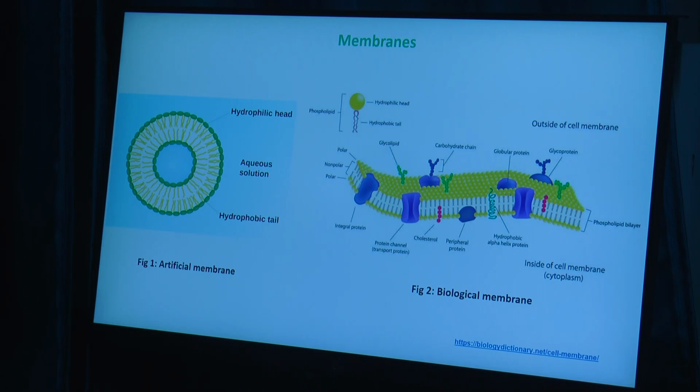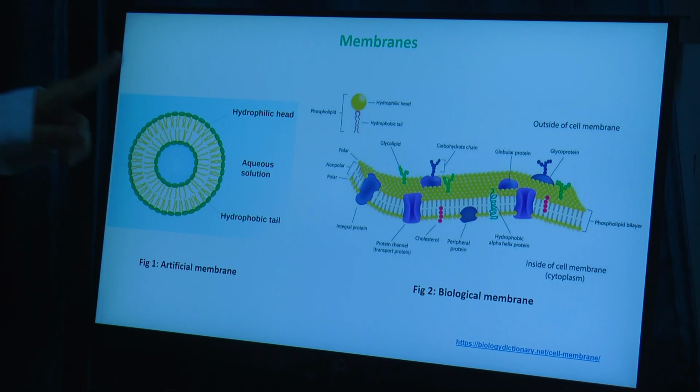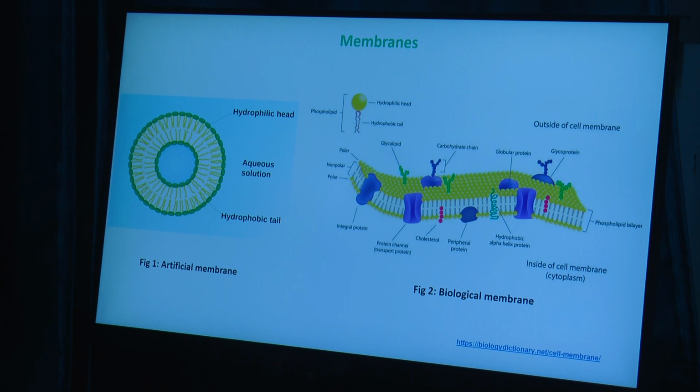Now if we compare this bilayer with the biological membrane, there is a huge difference. Only the lipid backbone is the same, but there are a large number of proteins in the biological membrane, and carbohydrates, and many different types of lipids also. Here we have only one kind of lipid, but there is a large diversity of lipids in biological bilayers.